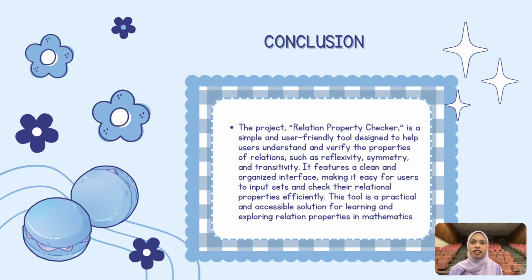In conclusion, the project, Relation Property Checker, is a simple and user-friendly design to help users understand and verify the properties of relations, such as reflexivity, symmetry, and transitivity. It features a clean and organized interface, making it easy for users to input sets and check their relation properties efficiently. And this tool is also a practical and accessible solution for learning and exploring relation properties in mathematics or computer science.